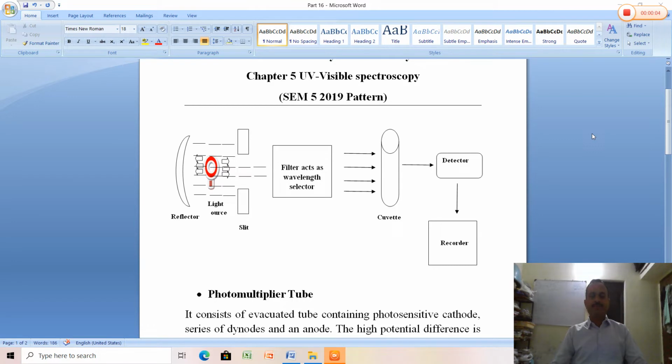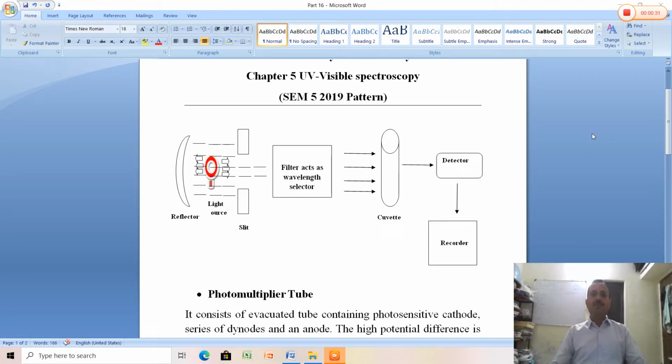Good morning, friends. We have seen in the previous lecture the phototube and photovoltaic cell, the two detectors employed in colorimeter and spectrophotometer. Now the third one is the photomultiplier tube. The photomultiplier tube is also used as a detector in colorimeter and spectrophotometer, especially in spectrophotometer. Now the name itself suggests photon and multiply. So photons get multiplied here.